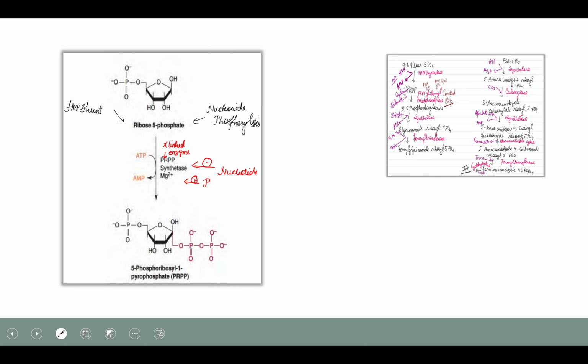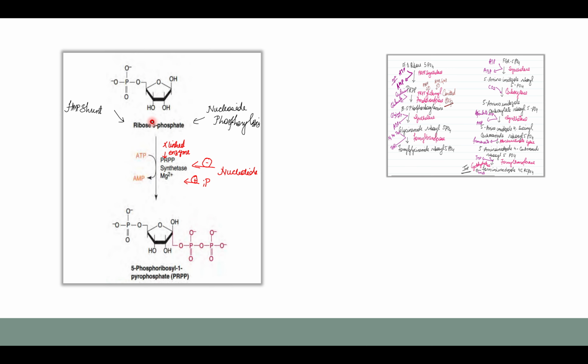Now we'll look at the first step, that is alpha D ribose 5-phosphate gets converted to PRPP in the presence of enzyme PRPP synthetase. This enzyme is an X-linked enzyme and it requires magnesium as a cofactor. It utilizes two molecules of ATP, that is two phosphorus groups are added to ribose 5-phosphate, as you can see in the structure here, and this enzyme is activated in the presence of phosphorus and inhibited by nucleotides.